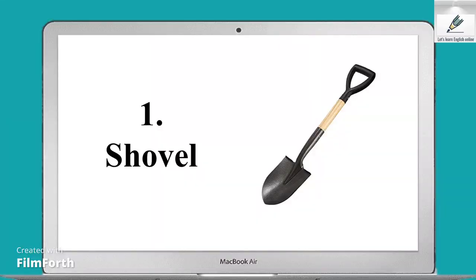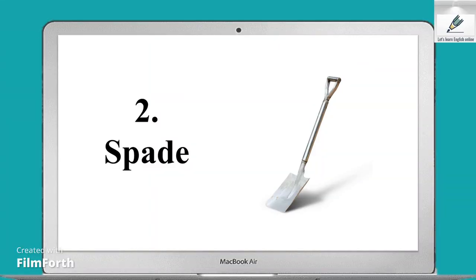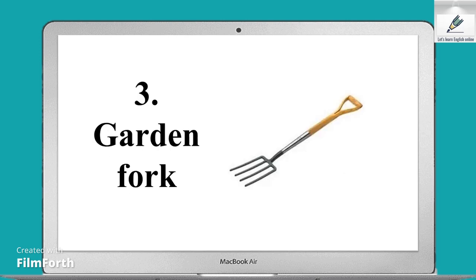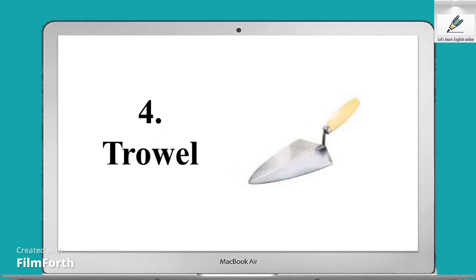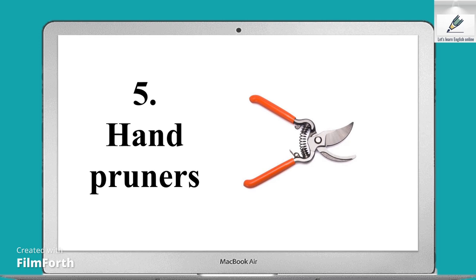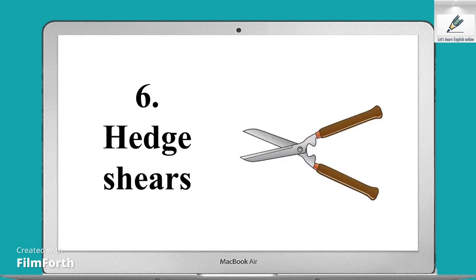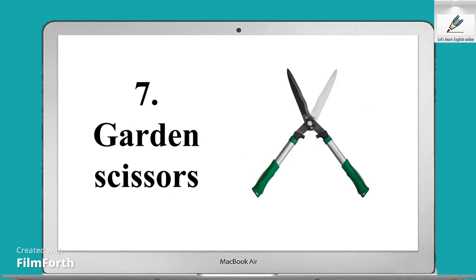First word is shovel. Second word is spade. Third word is garden fork. Fourth word is trowel. Fifth word is hand pruners. Sixth word is head shears. Seventh word is garden scissors.